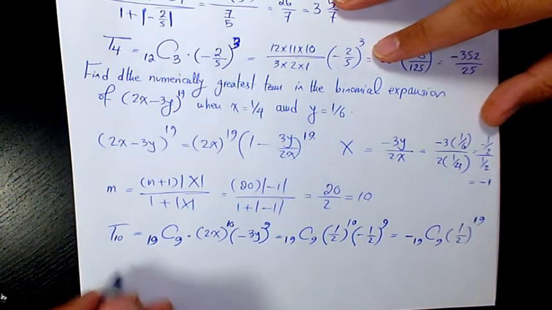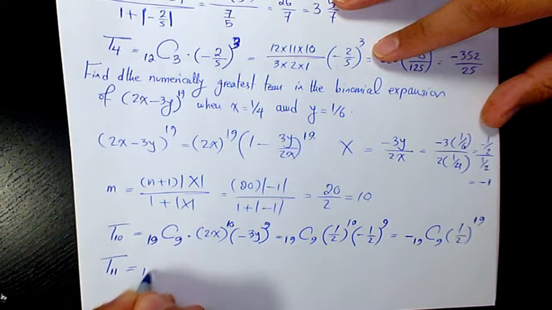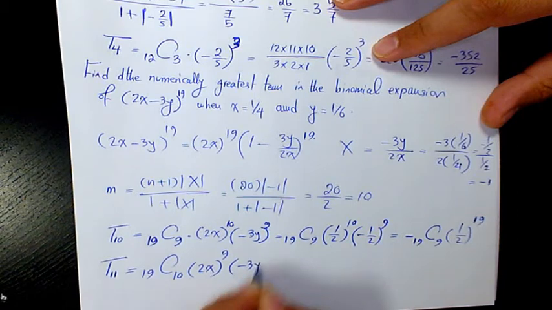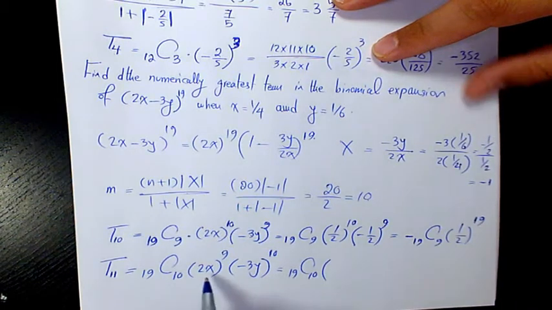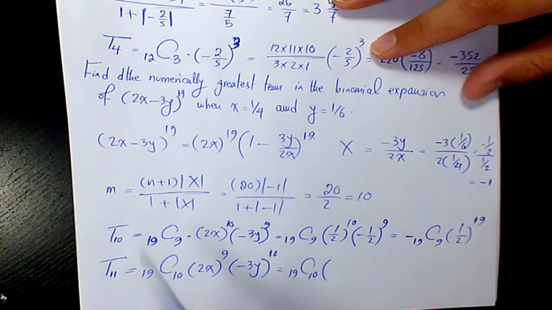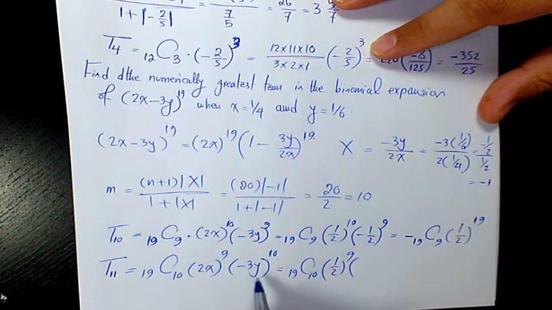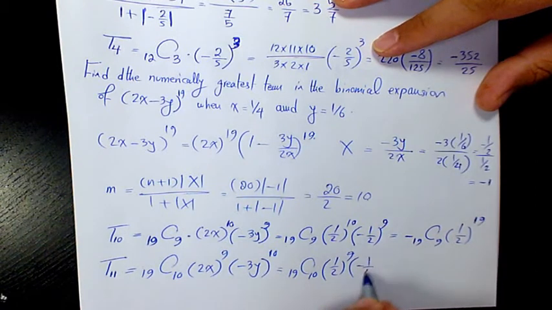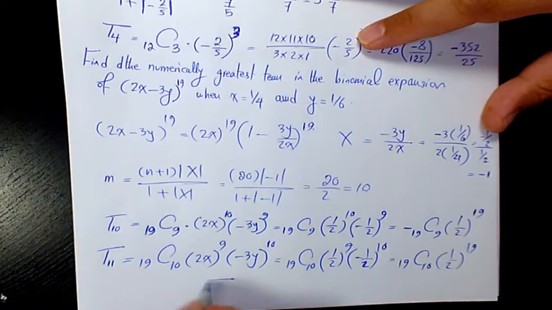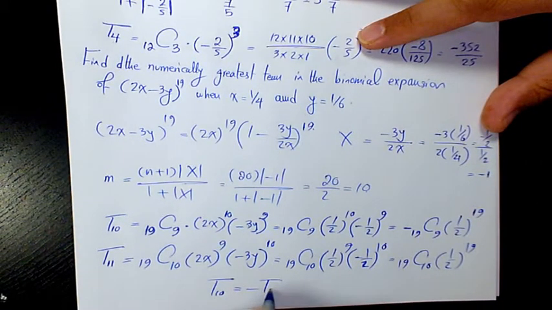Now we can do the same thing with T11, 19C10. (2x) to the power of 9, (negative 3y) to the power of 10. 19C10, 2 times x, x is 1 over 4, is going to be (1 over 2) to the power of 9. Negative 3 times 1 over 6 is going to be (negative 1 over 2) to the power of 10. This time it is going to be positive, so that's 19C10 times (1 over 2) to the power of 19. So we can say T10 equals negative T11.